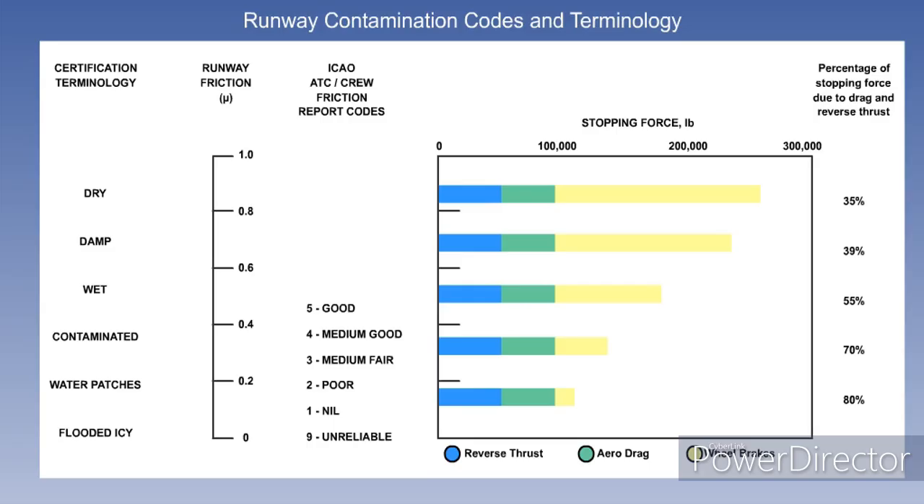The coefficient will vary with speed, being around 0 at very low speed, rising to about 0.5 at 100 knots, and decreasing slightly with further speed increase. Thus, as an aircraft slows down below 100 knots, its braking performance will improve.